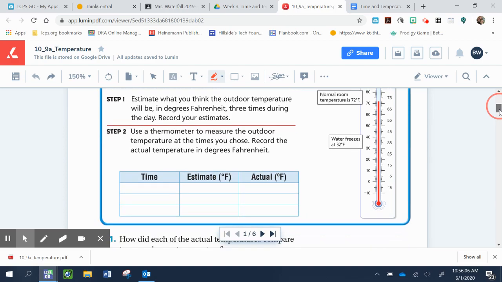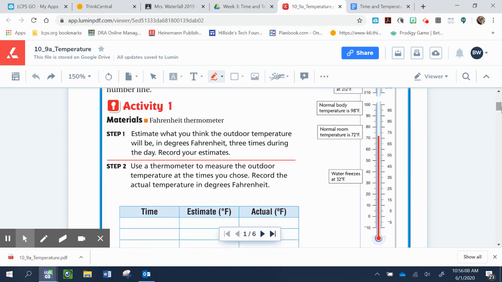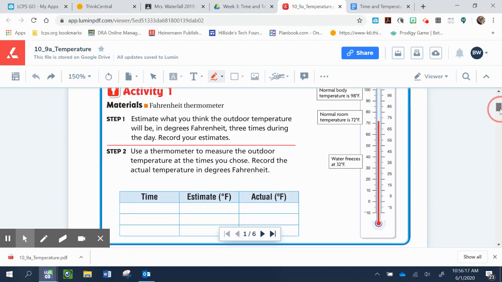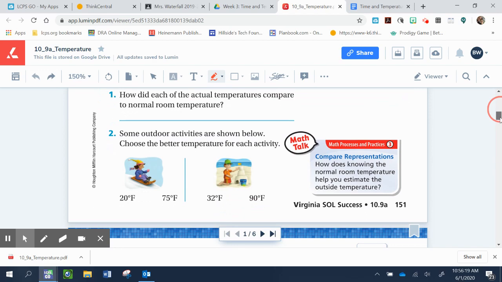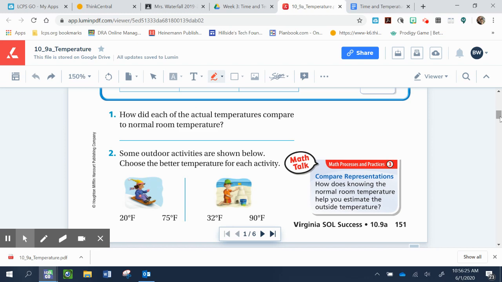The activity here is something you can do at home if you have a thermometer. You can estimate what it's like outside temperature-wise, and then you can record it here in this chart, or you can create one of your own at home. Number 1 asks, how did each of the actual temperatures compare to normal room temperature? Considering that we're getting into summer here, I know today it's probably going to be around that normal room temperature. So you're probably going to have around that normal room temperature or above, because it's going to get hot this week.